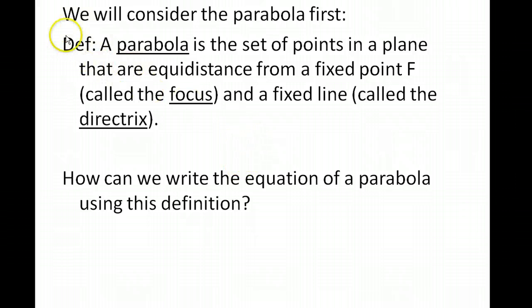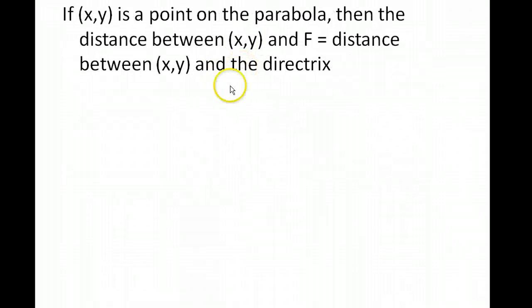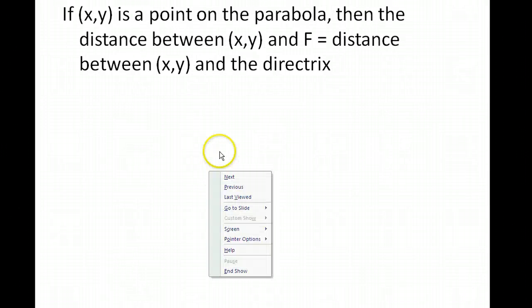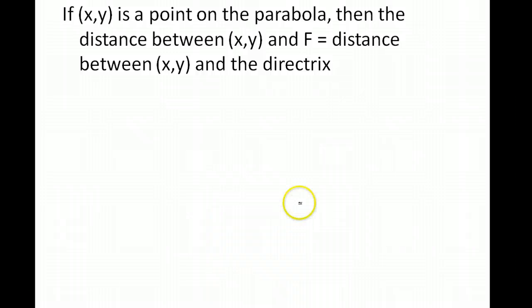So the official geometric definition for a parabola is the set of points in a plane that are equidistant from a fixed point, capital F, called the focus, and a fixed line called the directrix. So the question is now, what would that look like, and can we write the equation of a parabola using this definition? To see exactly what that would look like, let's try to sketch it first before we go about generating the equation.